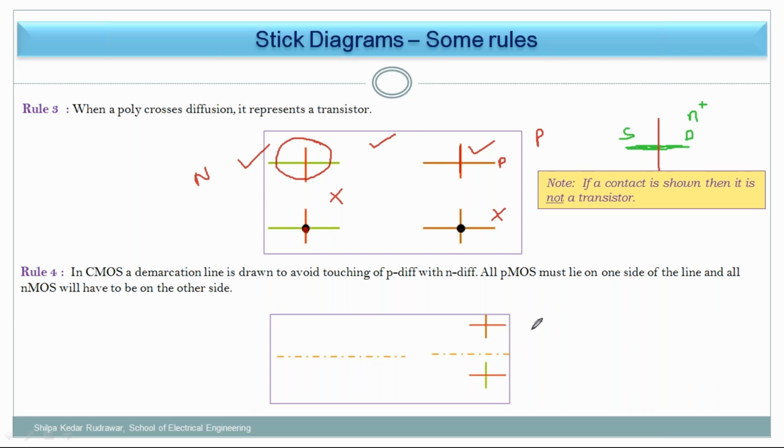Now the last rule. PMOS should always be connected in the pull-up network and NMOS in the pull-down network. To separate the areas of PMOS and NMOS, there is one demarcation line. This dotted dash-dot line indicates the demarcation line, where above it you need to put your P MOSFET, and below it you need to put your N MOSFET. Okay, hope you have understood. This is called the demarcation line, and this indicates your PMOS and this indicates your NMOS.